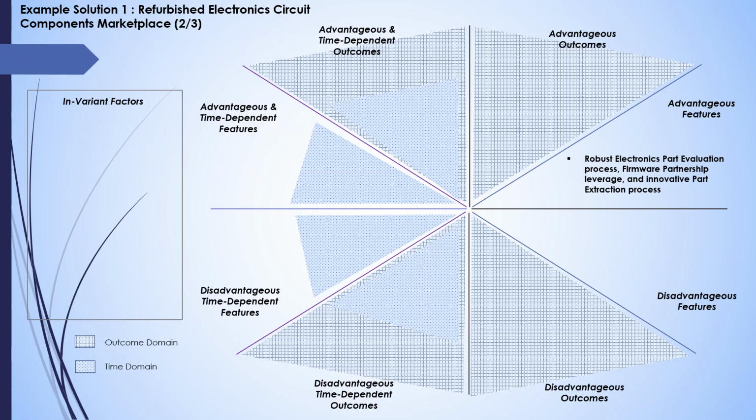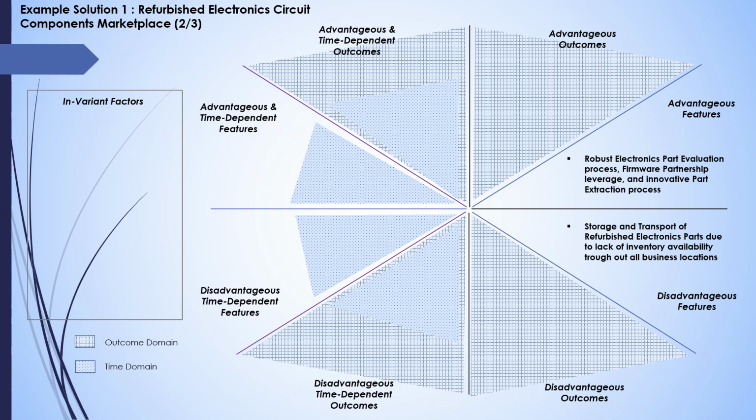Third, an innovative part extraction process. The technical sophistication of how components are carefully isolated from discarded devices directly determines what enters the supply chain. Maintain and improve this, and the quality of the entire marketplace improves with it. These three features, as long as they are sustained and continuously invested in, keep the solution producing the outcomes it promises. Now, the disadvantageous feature.